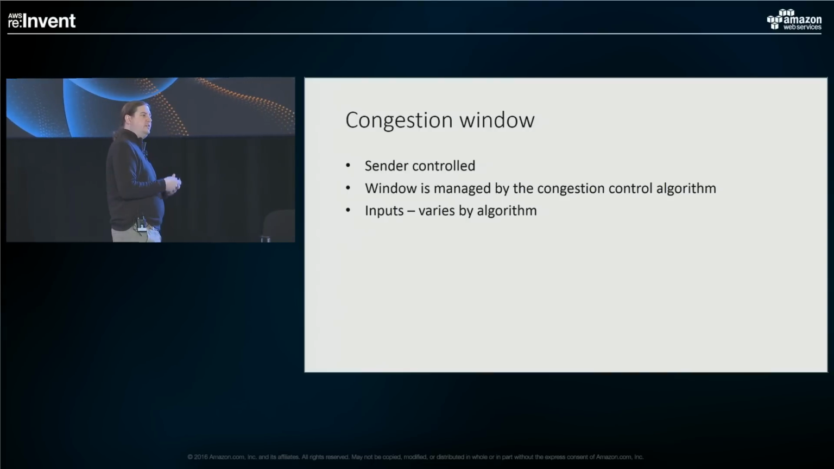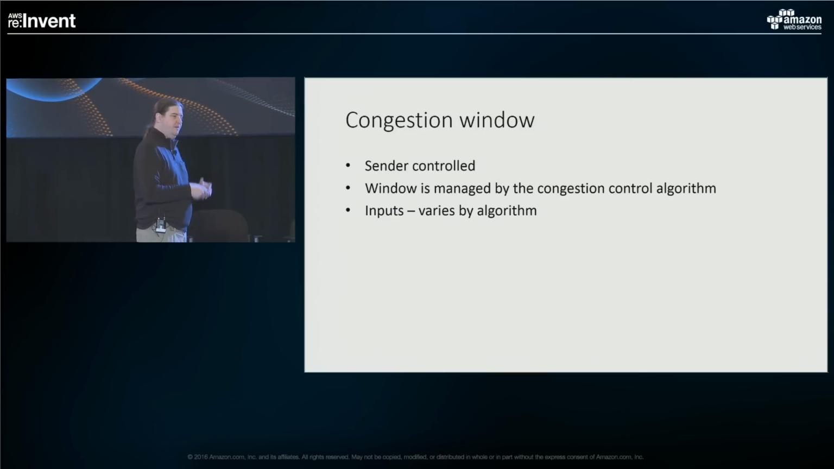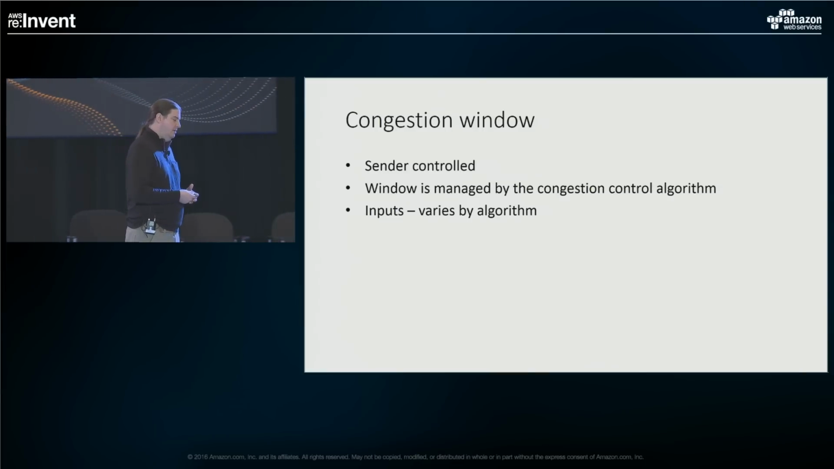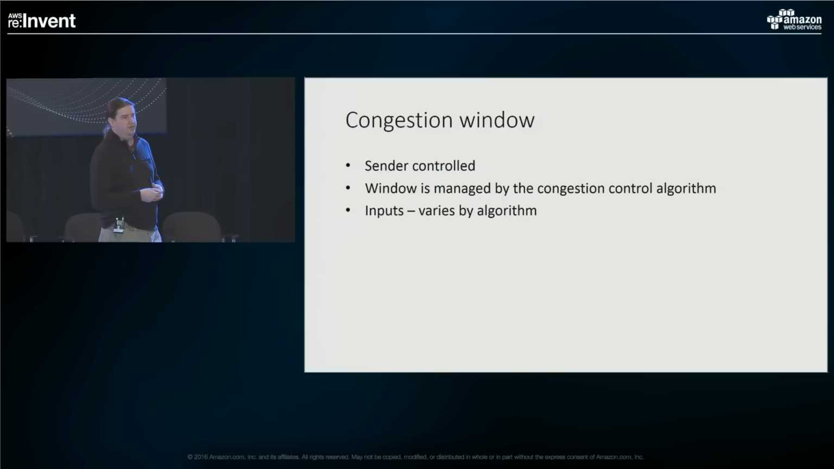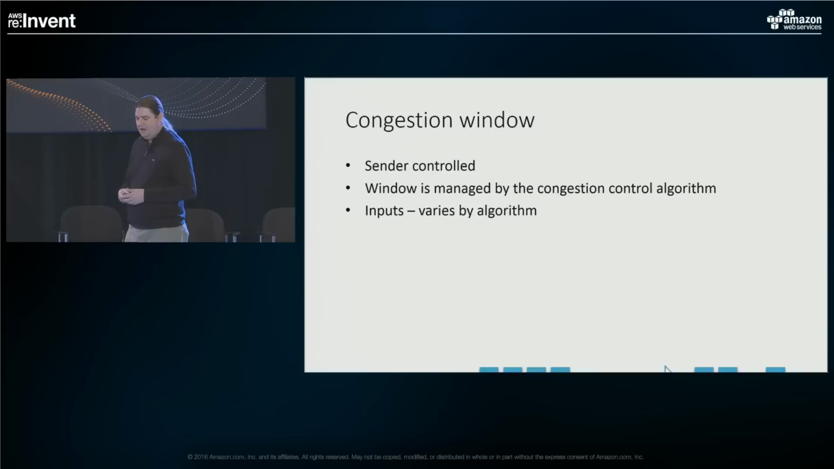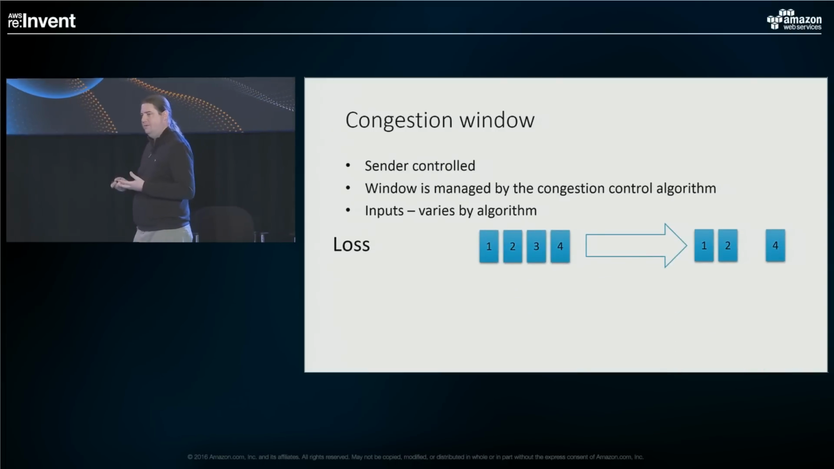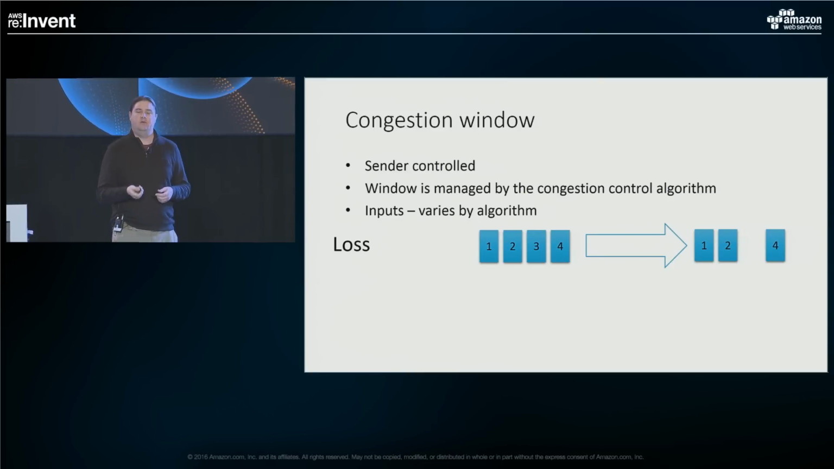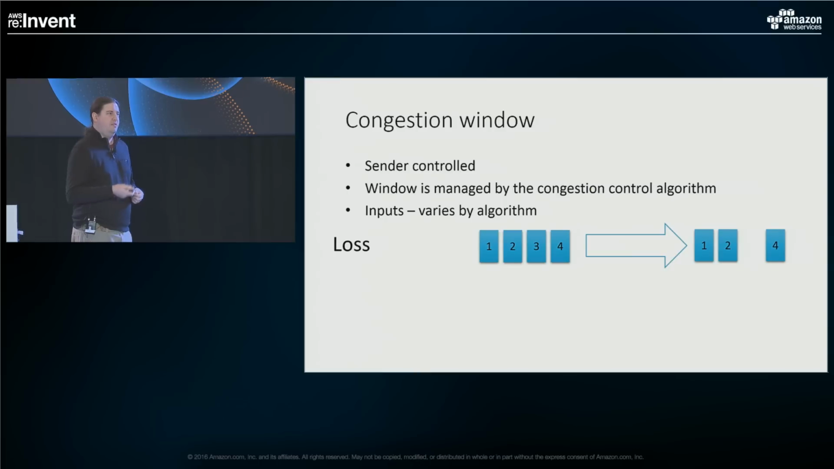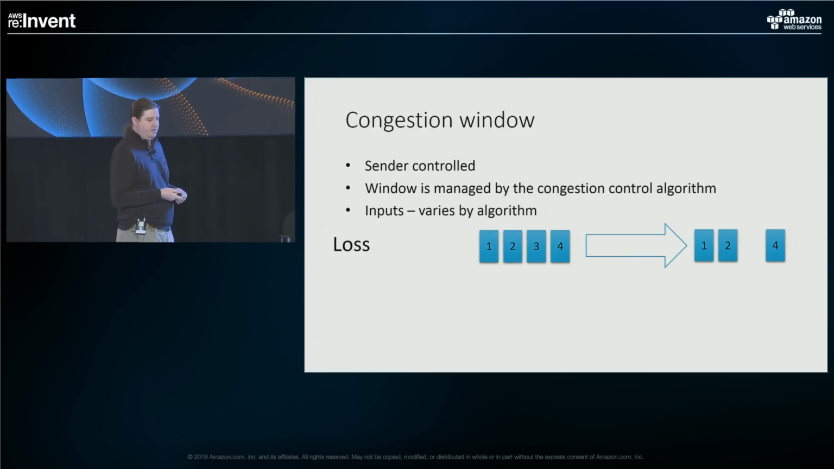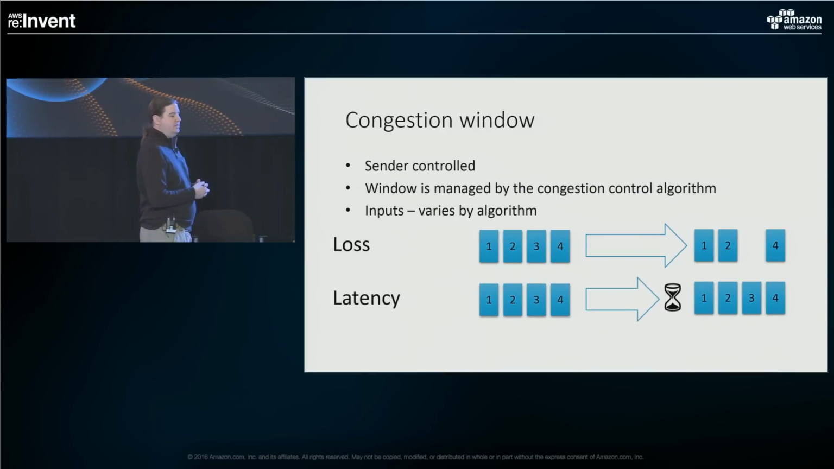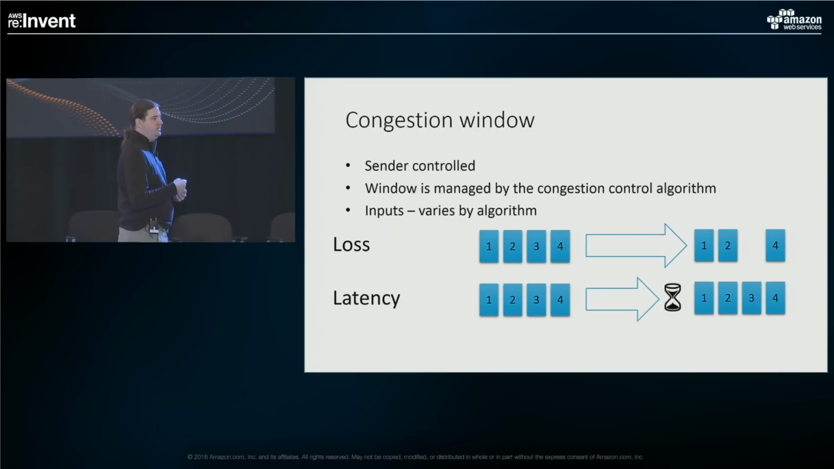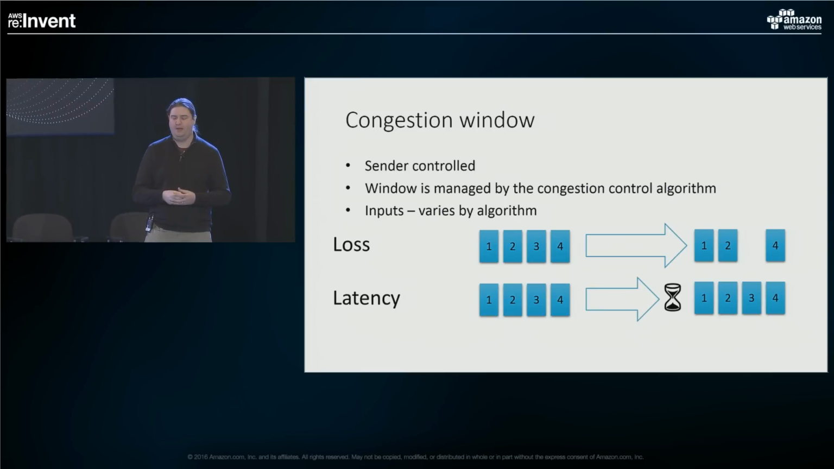The inputs used to set the congestion window vary based on which implementation of the congestion control algorithm is in use. There are a few different inputs, but most algorithms use two as their primary signals. One is loss. If I'm sending a stream of packets across the wire and one of the packets doesn't arrive, then I know something might be going wrong in the middle of the network. The second one is latency: how long does it take for my packet to go from one side of the connection to the other and perhaps back again?